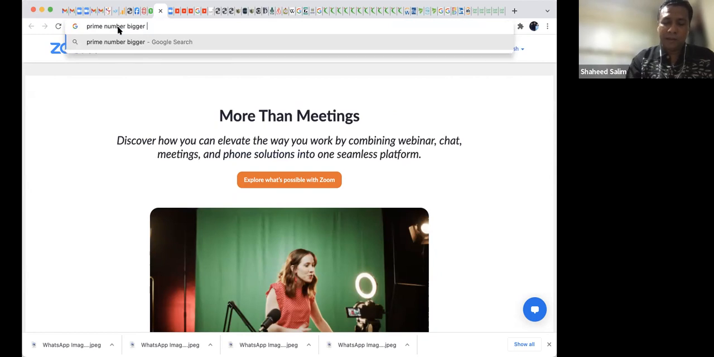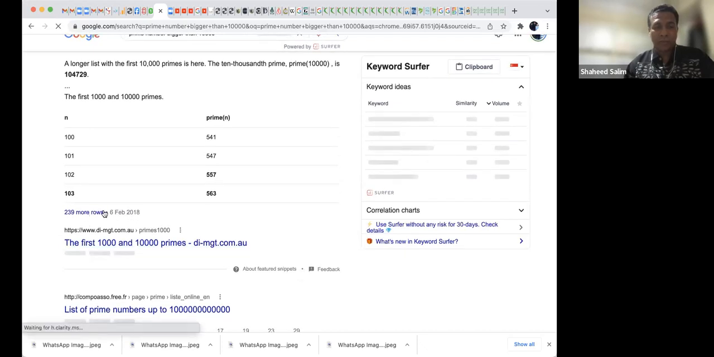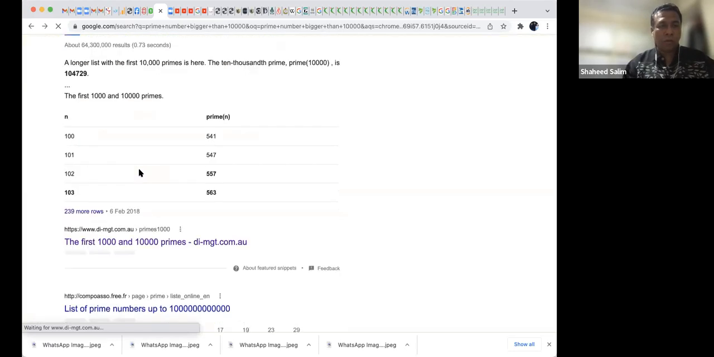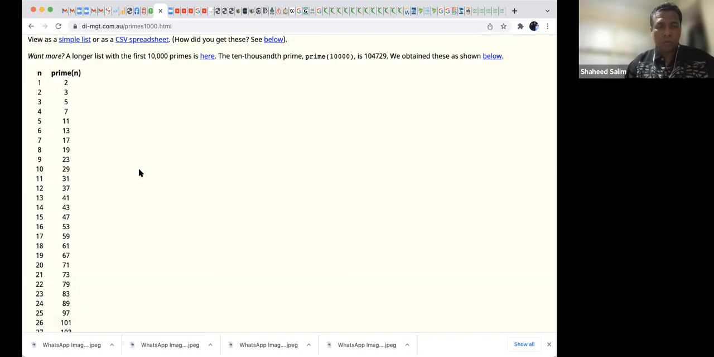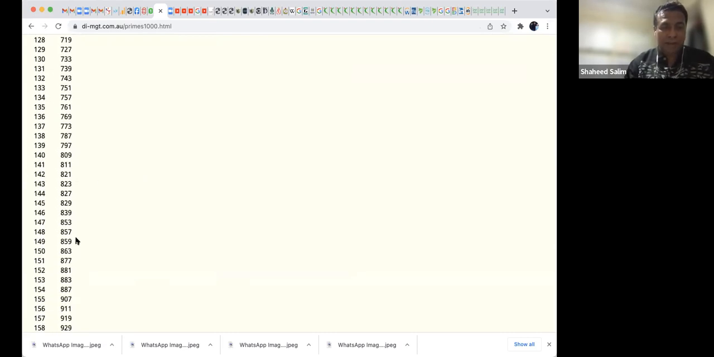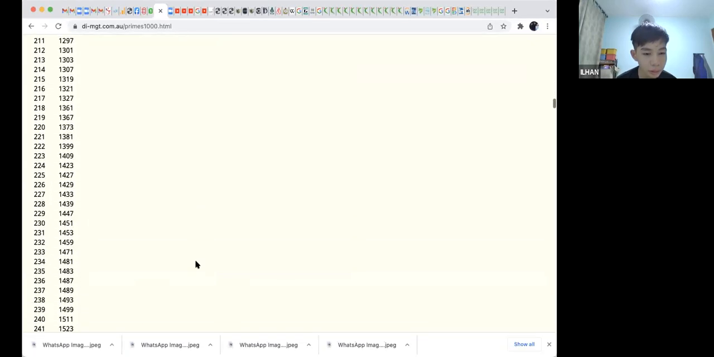Search prime numbers bigger than 10,000, let's say. So you have quite a number down here. See down here. For your info, these are all the prime numbers down here, not the left side, the right side. So you have numbers never ending.